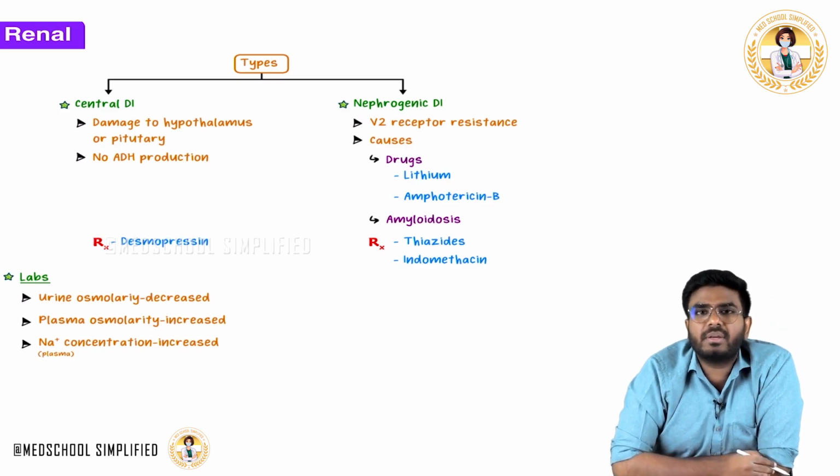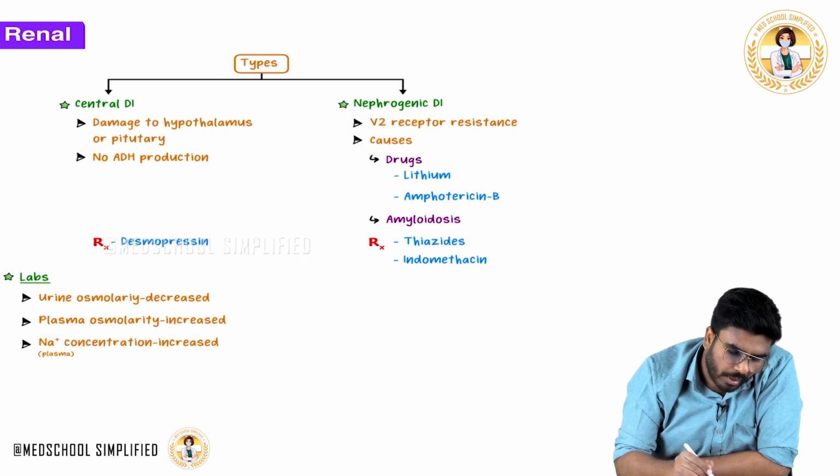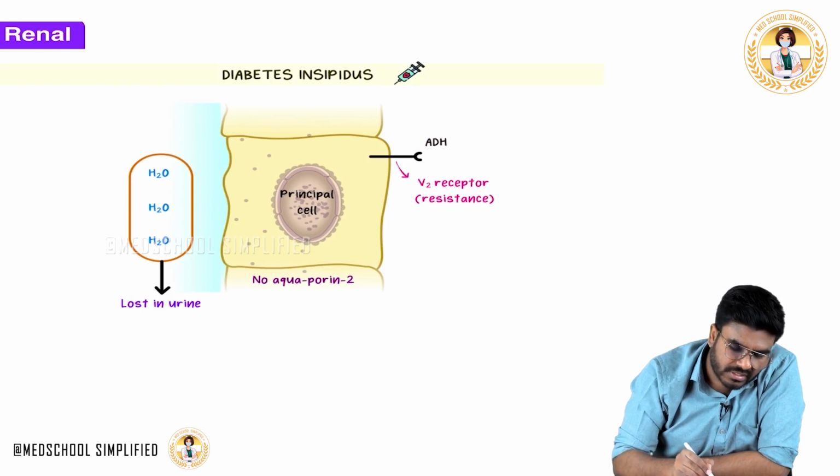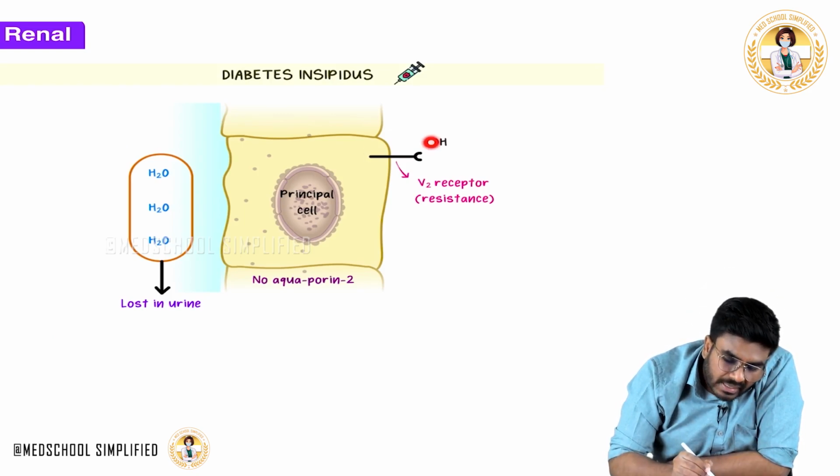Now what is nephrogenic diabetes insipidus? In nephrogenic diabetes insipidus, there is no problem with the central nervous system. The central nervous system is producing the antidiuretic hormone. But this antidiuretic hormone is not stimulating the receptor. Why? Because the receptor is mutated.